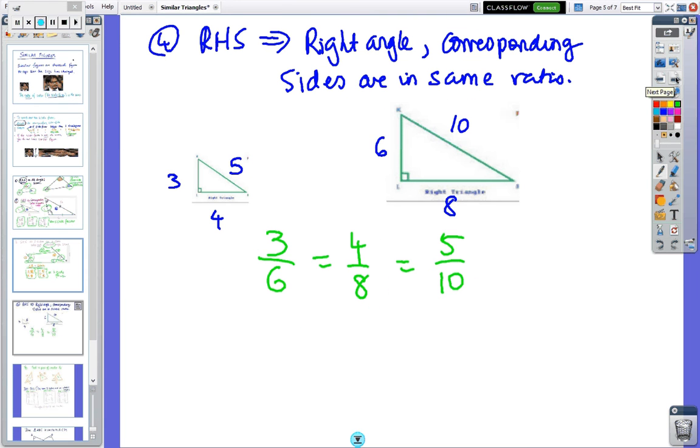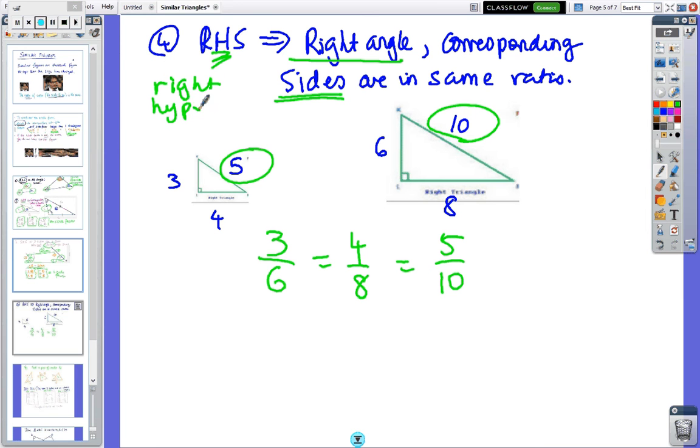Okay, so the last test is this RHS, and the R stands for right angle, the H stands for the hypotenuse. Okay, so you have to have the hypotenuse and one other side. So it's the right angle, the hypotenuse, and one other side.